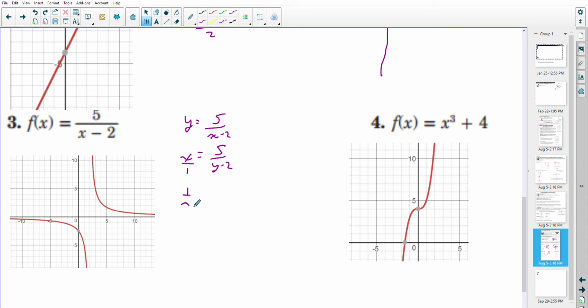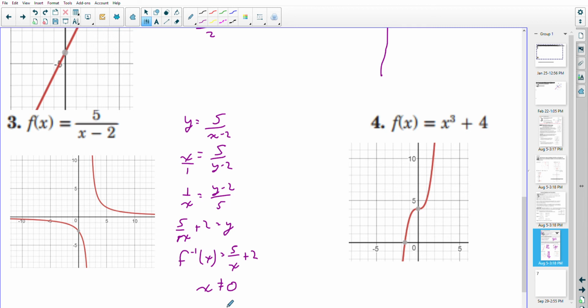And when you do so, you end up getting this. And so now to solve for that, you're going to multiply by 5 on both sides, 5 over x, and add 2 to get your y. In other words, f inverse of x here is equal to 5 over x plus 2. And x cannot equal 0 in that particular inverse function.